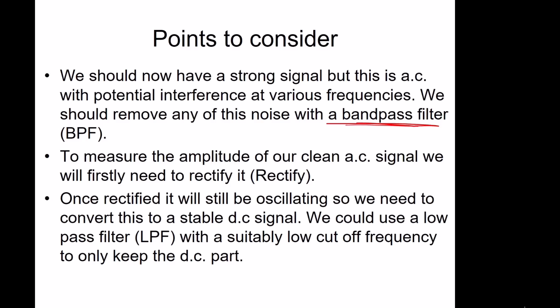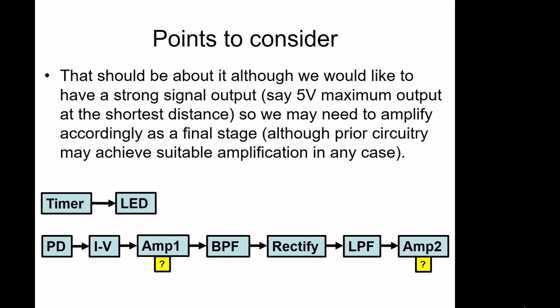To measure the amplitude, as we discussed in the previous video, we can rectify it and then pass it through a low pass filter to effectively get a measure of the amplitude. Once we've done that, what we might need to do is amplify again. So again, it depends on the previous circuitry, but if that signal is too small, we might need a final stage of amplification in order to achieve this.